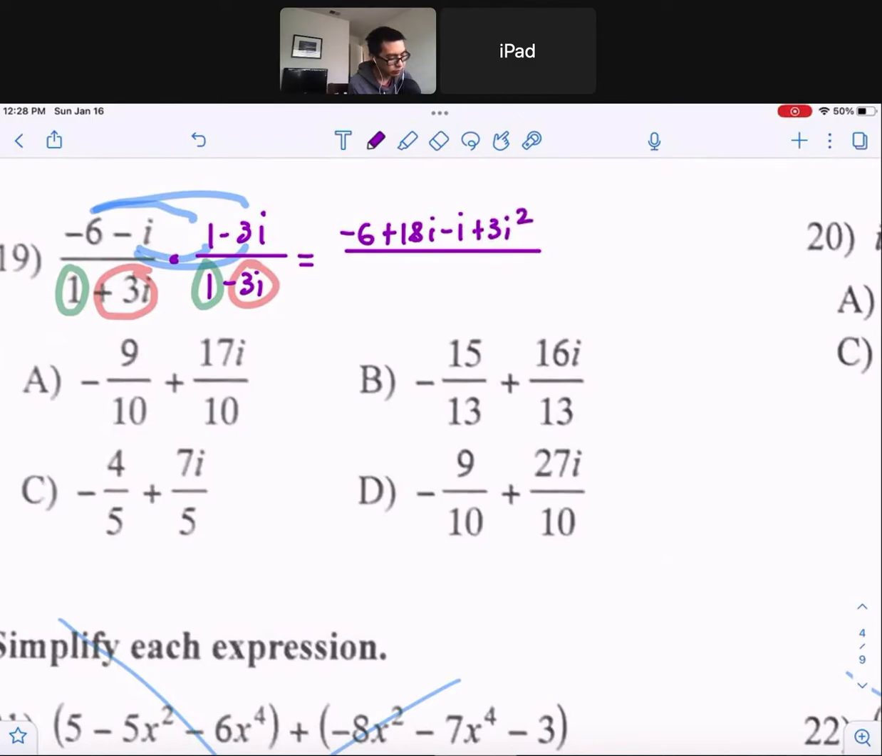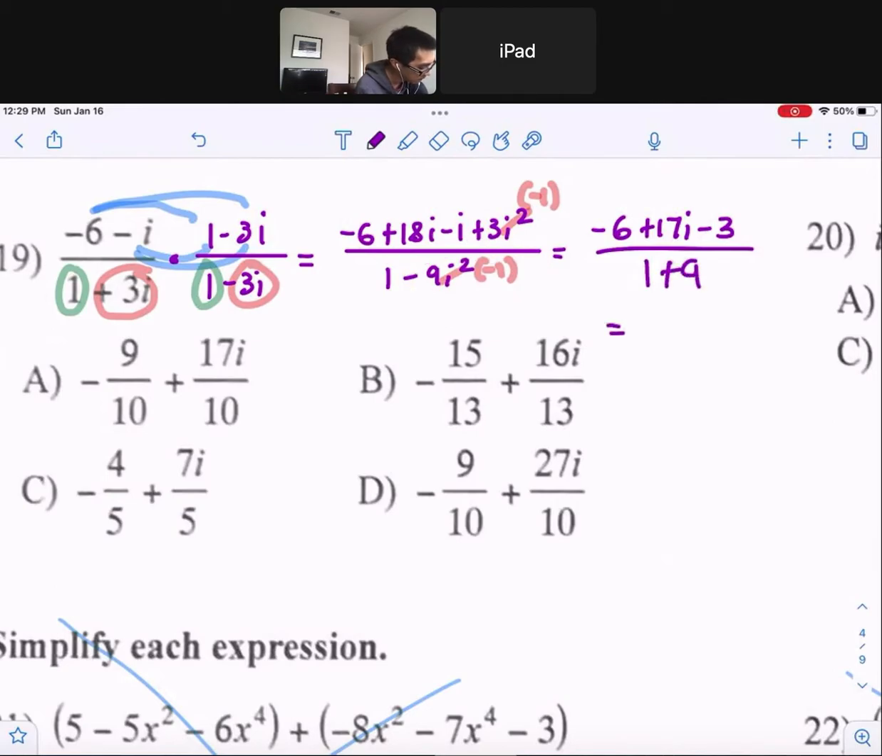And then bottom, 1 times 1 is 1. 3i times negative 3i is negative 9i squared. Now remember, the i to the seconds, you guys, they become negative 1. So if you guys multiply those respectively, we're going to get negative 6. 18i minus i is positive 17i. 3 times negative 1 is minus 3. All over 1, negative 9 times negative 1, positive 9. So combine like terms up top, negative 9 plus 17i all over 10. And that's going to be A.